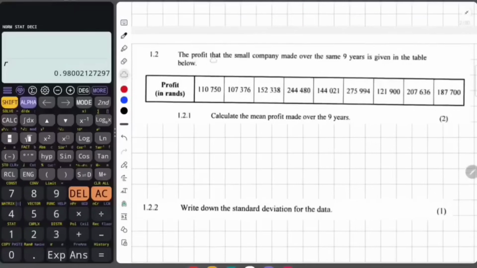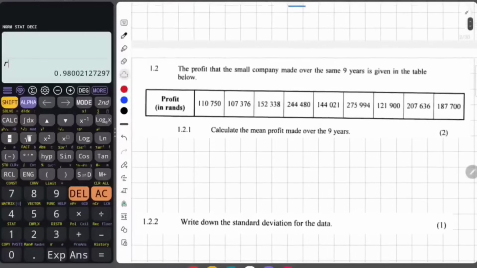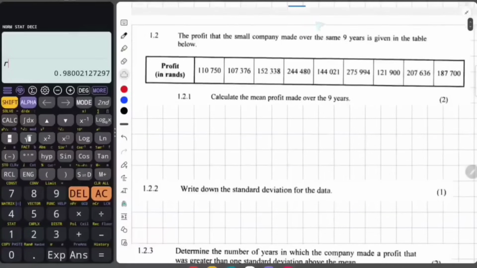Okay, so 1.2 says the profit that the small company made over the same 9 years is given in the table below. So you see in the previous one, they gave you the sales, but here we're actually talking about the profits. Okay, I'm going to remove this information. We're not going to need this. Okay, so you can go back to comp. We will go to stats, but it's going to be a different way.